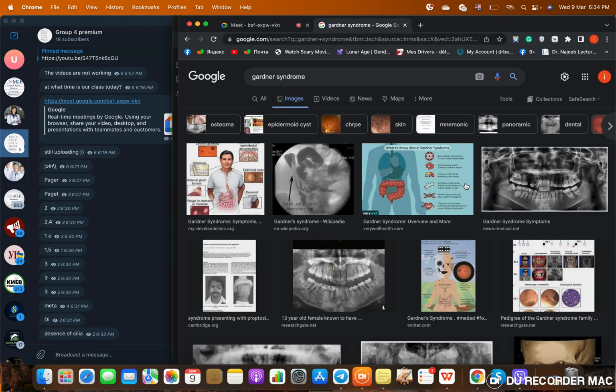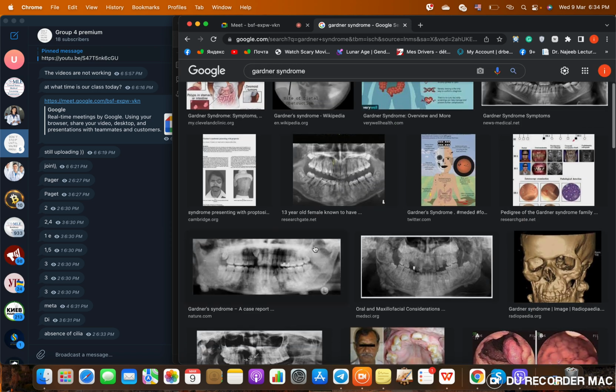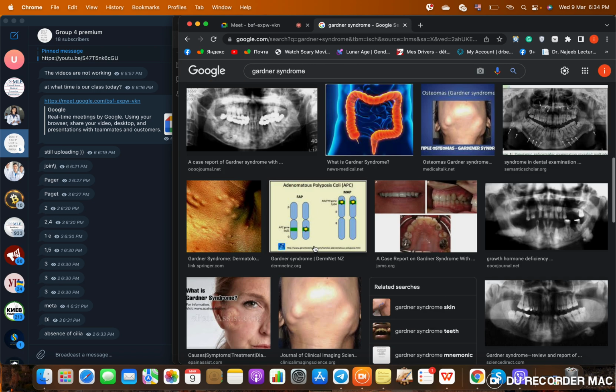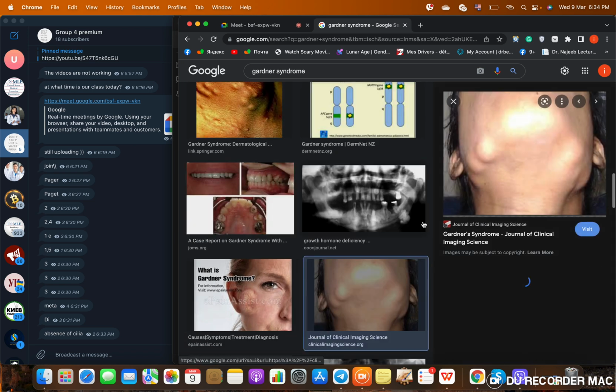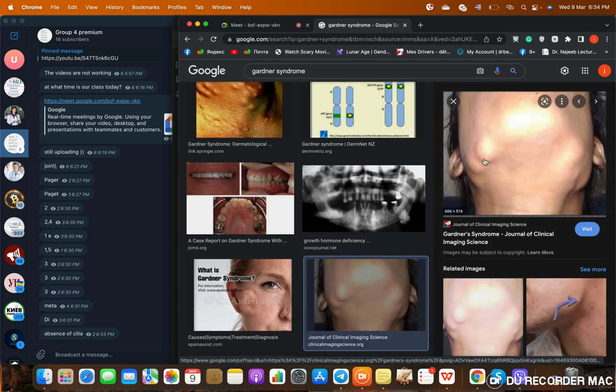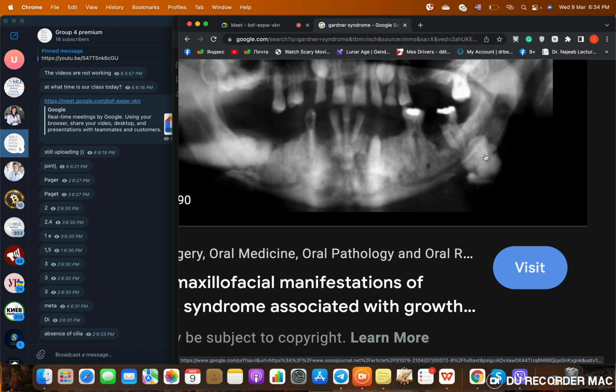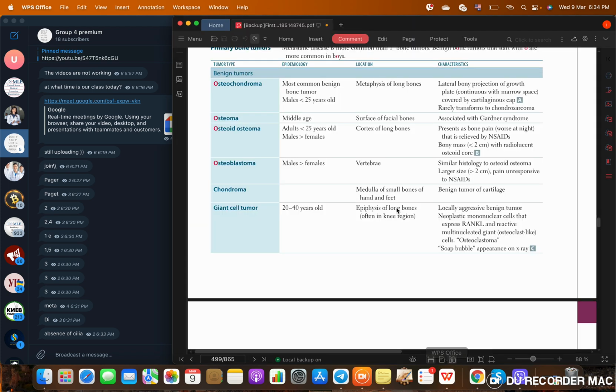You can see that, just a moment, looking for a good picture. Okay, can you see how it's big here, and here you can see the tumor just right here. This is an osteoma. So yeah, most likely to be in a flat bone.